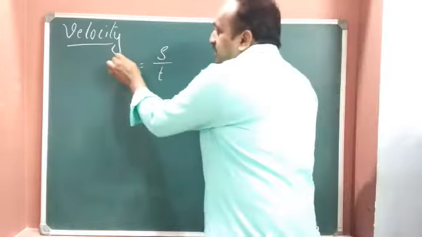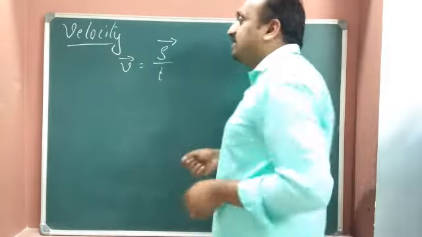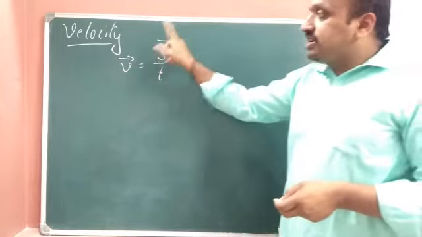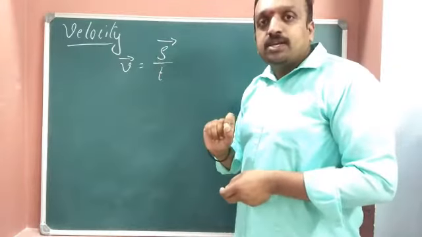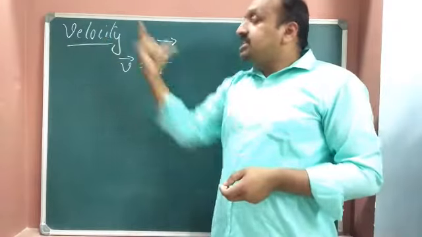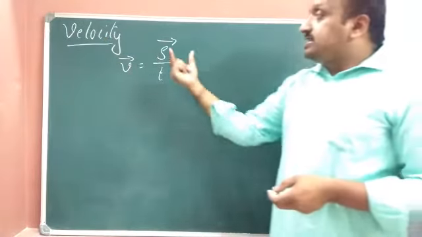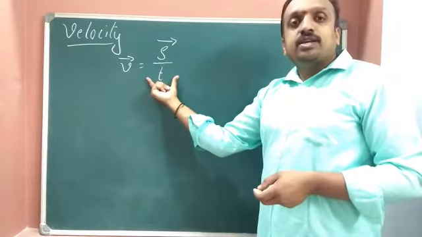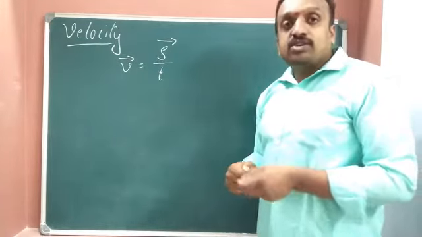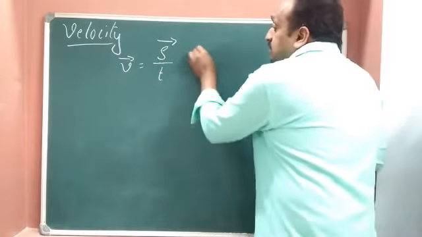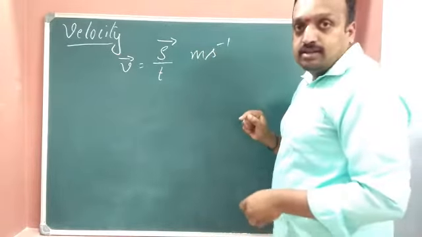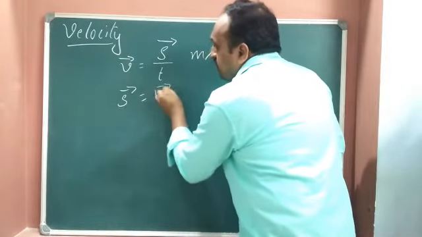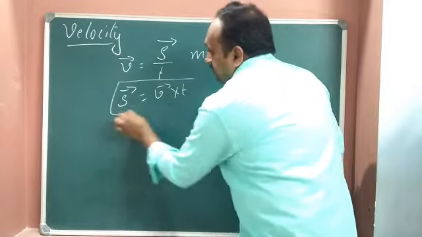Very good. The direction. See, I said very clearly the direction represents the vector quantity. So this velocity is a vector quantity as it is the ratio of displacement with respect to time. The unit remains the same, meter per second. To find the displacement, we can use the formula velocity into time.